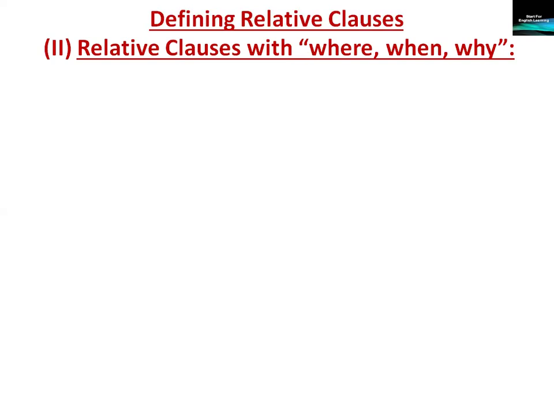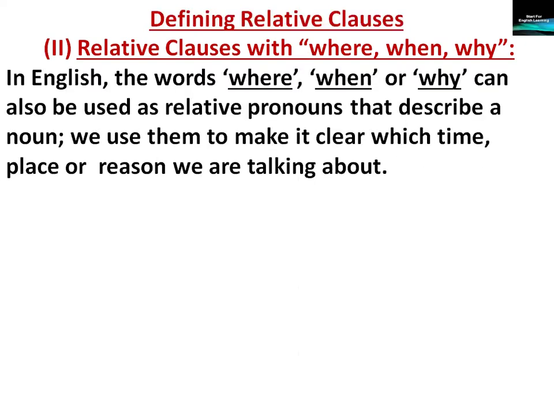Two, relative clauses with where, when, and why. In English, the words where, when, or why can also be used as relative pronouns that describe a noun. We use them to make it clear which time or place or reason we are talking about. They come right next to the noun they refer to.